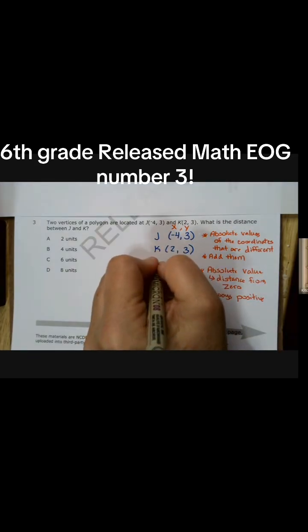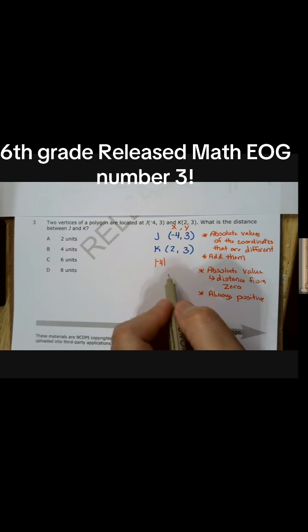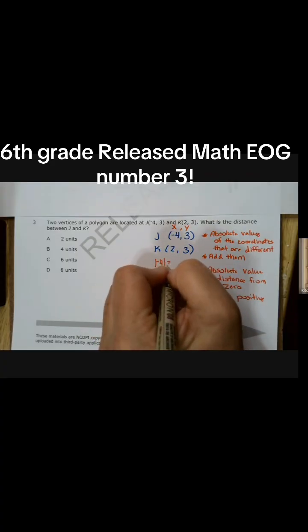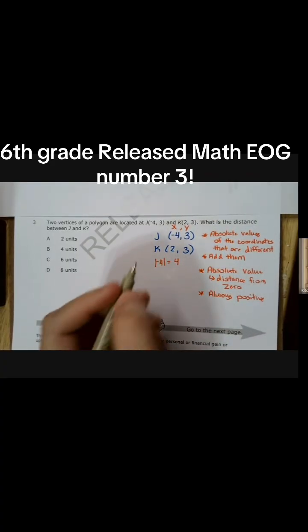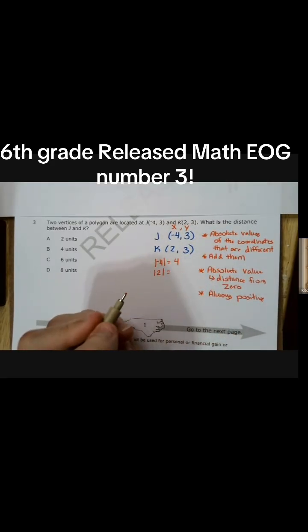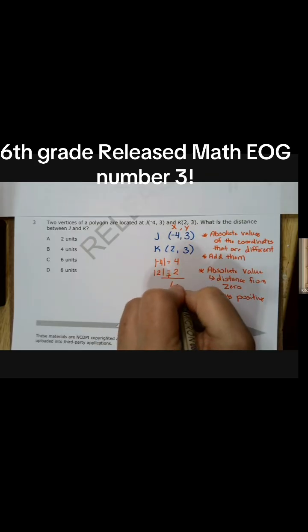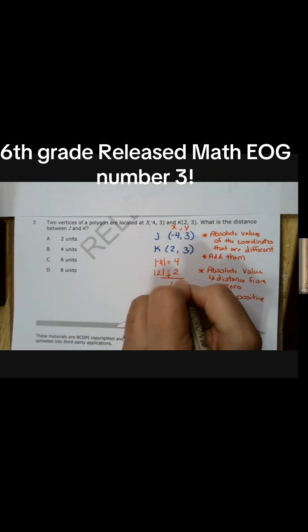So the absolute value of negative 4, that's how you show absolute values with those lines, is 4, because negative 4 is still 4 units from 0. And the absolute value of 2, even though it's positive, it's not opposite. It is still 2 units from 0, so the absolute value of 2 is 2. You're going to add those, and you are going to get 6. That is your answer. That is how you do it mathematically.